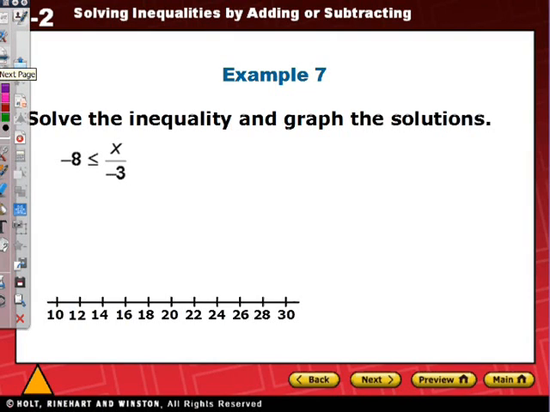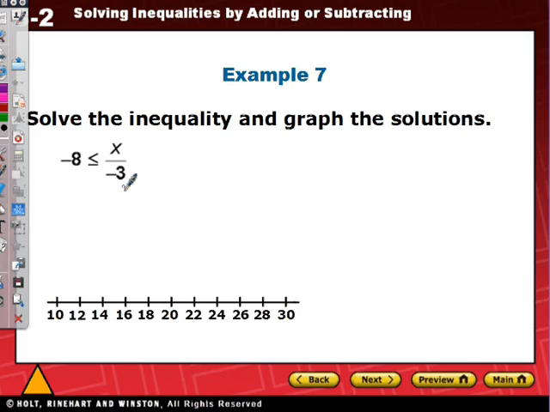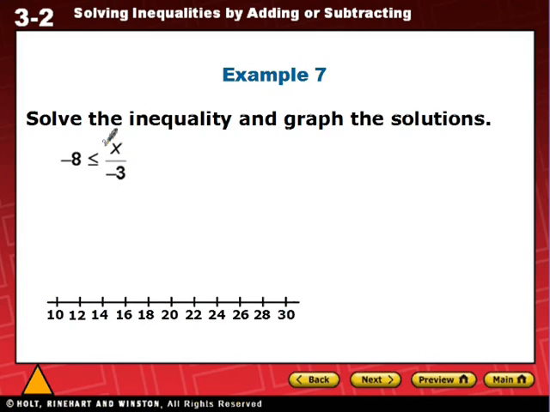Last one. We've got x divided by negative 3. Get rid of the negative 3. We're going to multiply both sides by it. And that gives us a fancy form of 1 here. Because we multiplied by a negative number, we're going to flip that symbol around the other direction. X is all by itself on the right. Negative 3 times negative 8 is positive 24.